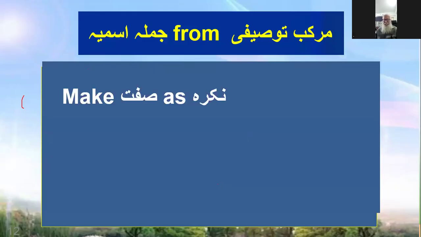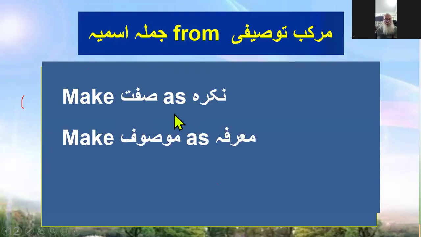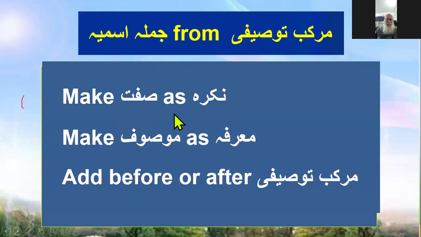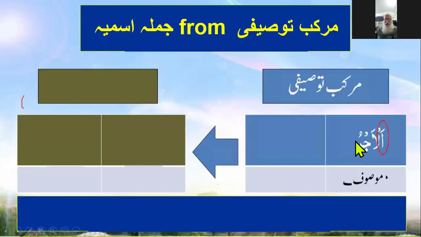Now, how do we convert the murakkab tawsifi into a jumla ismiya? Let's see. Make the sifa a nakira, make the mawsuf a marfu. Or add something before or after the murakkab tawsifi. So these are the three patterns to convert a murakkab tawsifi into a jumla ismiya. Look, we have al-ajru al-azim. Al-ajru is the mawsuf. Al-azim is the sifa. It's a murakkab tawsifi. We want to convert it into a jumla ismiya.